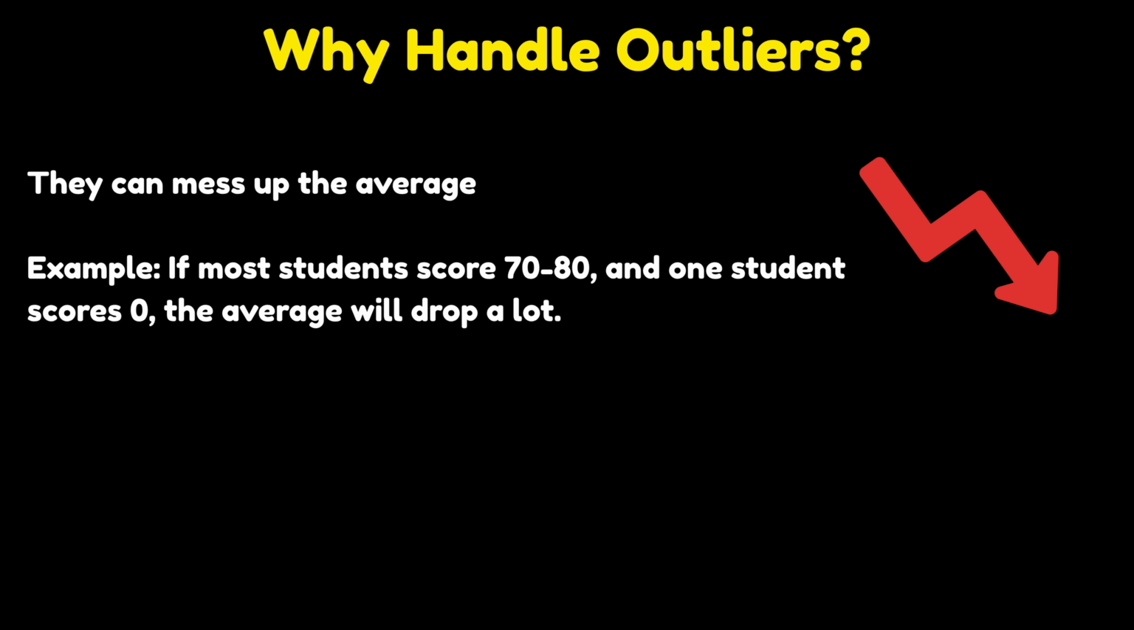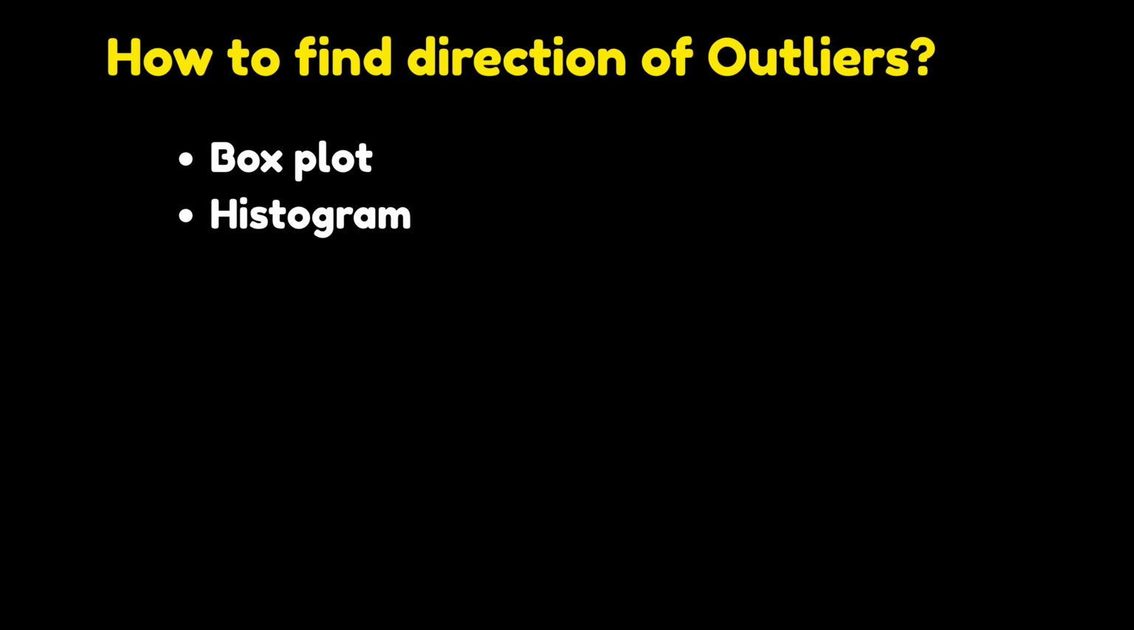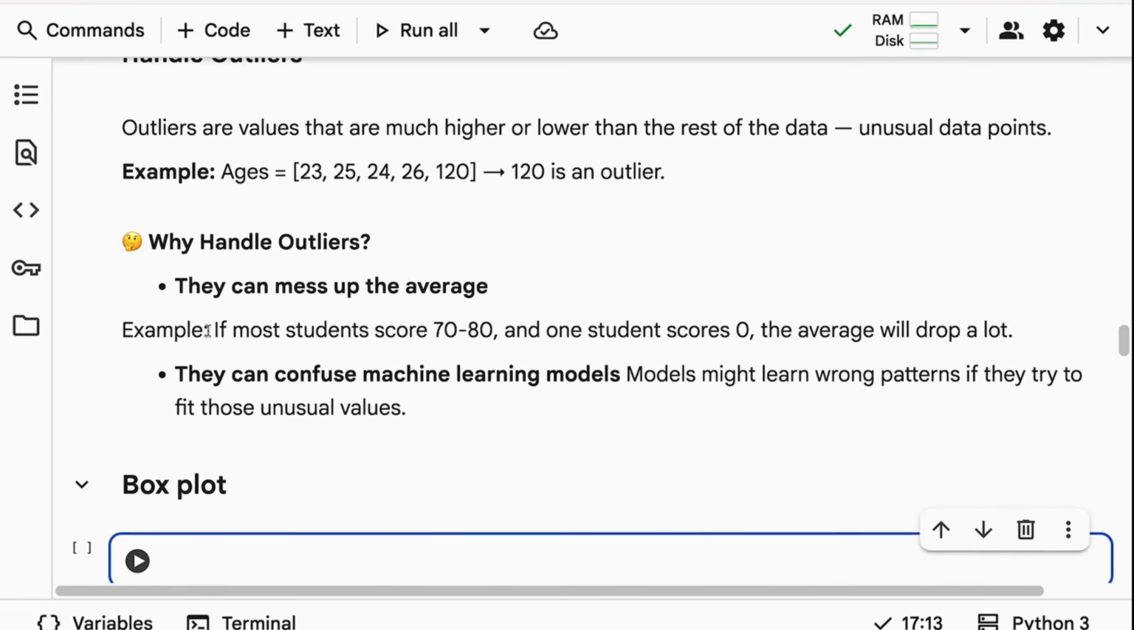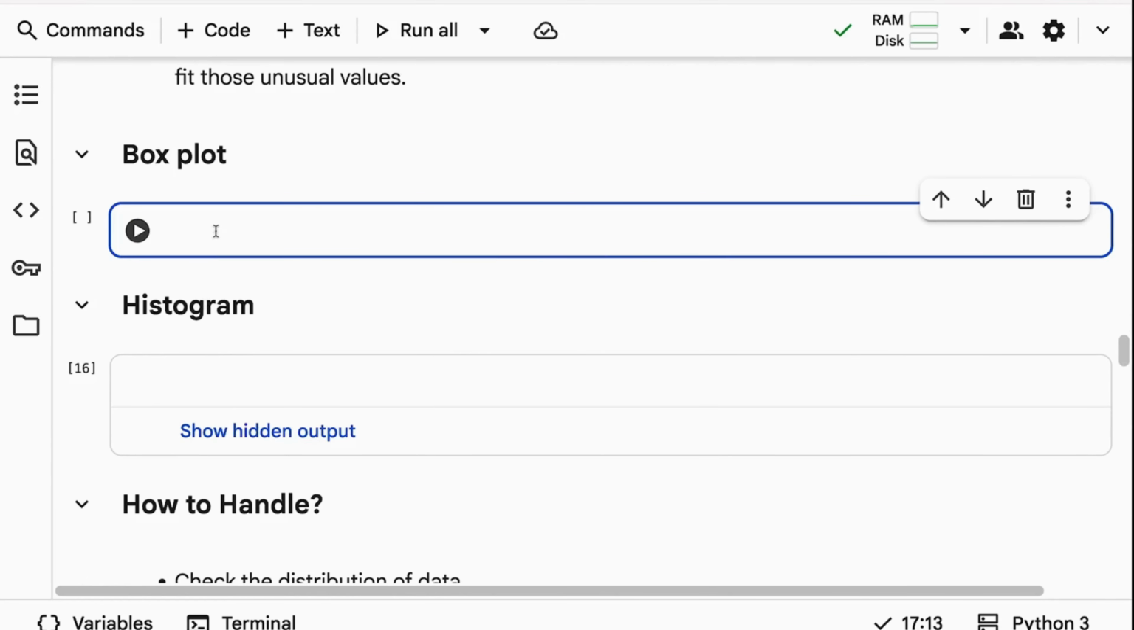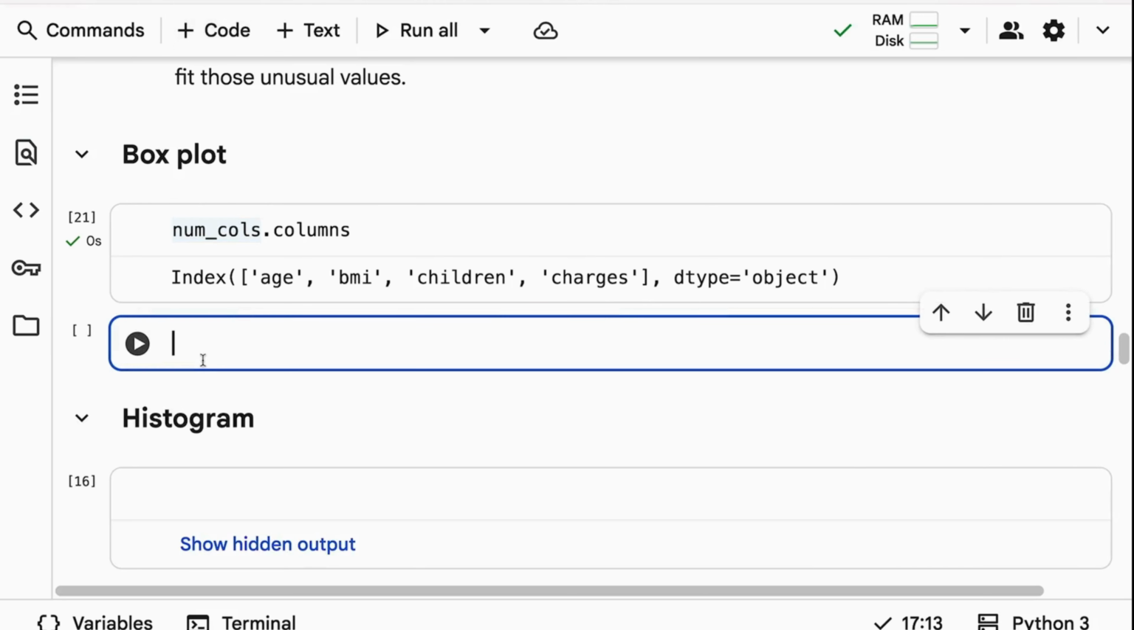Why handle outliers? They can mess up the average and deviate the average values. They can also confuse our machine learning models when there are outliers in your data. If you want to detect outliers, we have two different approaches. One is a box plot, another one is a histogram. So now let's try to plot a box plot. First, let's filter out the numerical columns. Always remember, outliers are basically found in numerical columns.